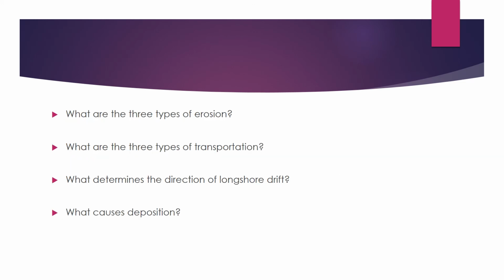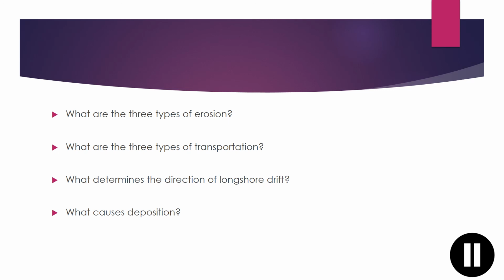Now that you have revised coastal processes, have a go at answering these questions. What are the three types of erosion? What are the three types of transportation? What determines the direction of longshore drift? What causes deposition? Pause the video now before the answers are shown.